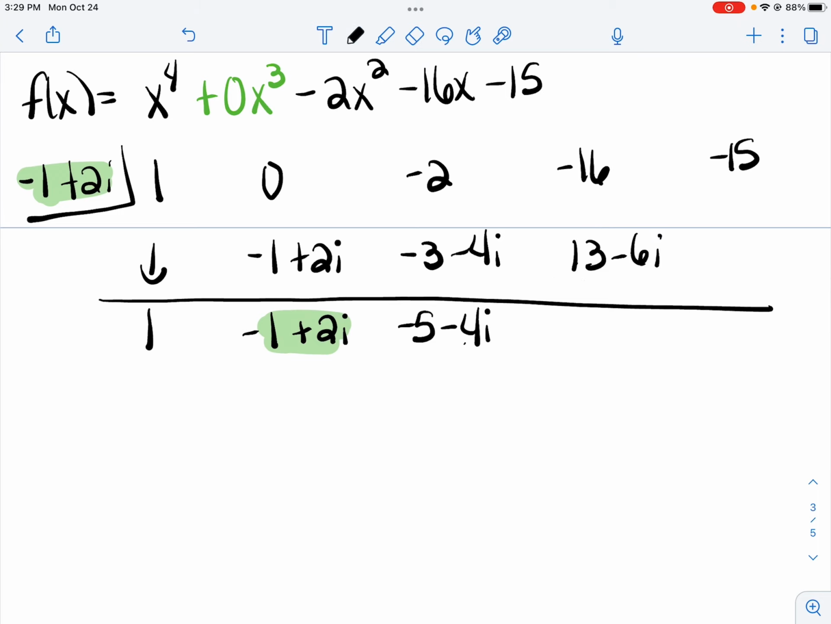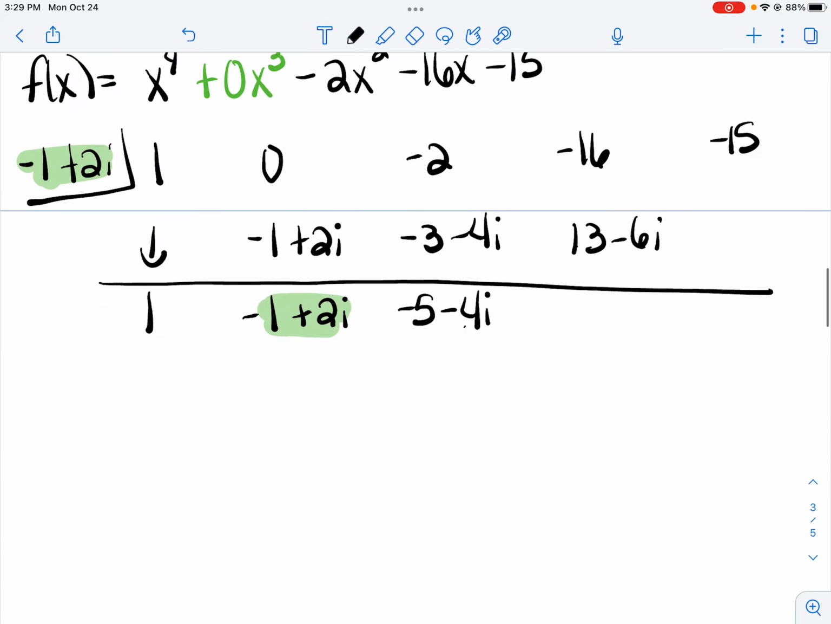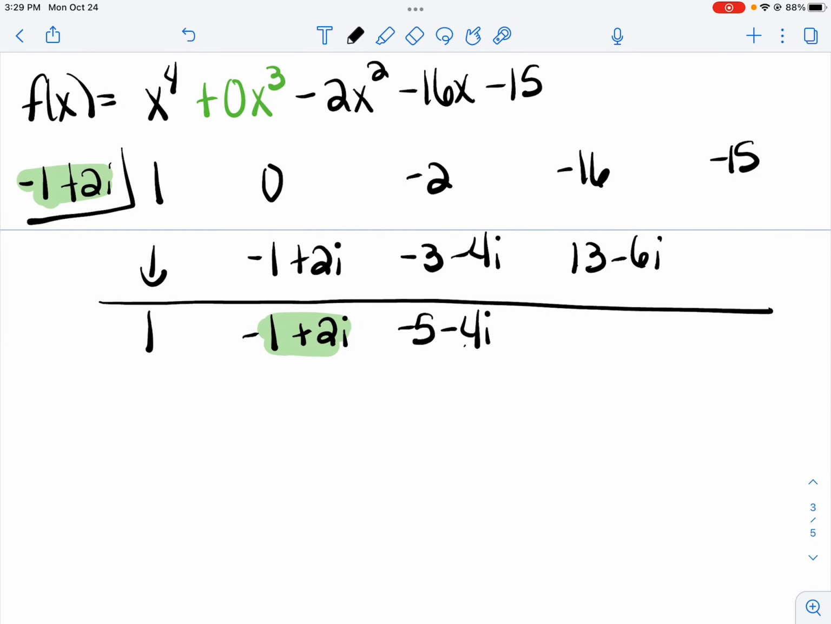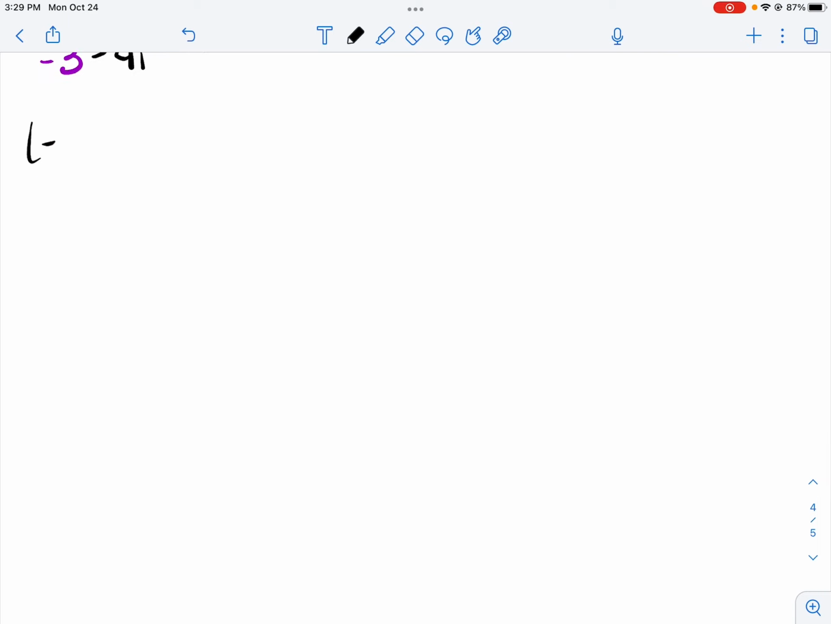So we had 13 minus 6i, I believe. Negative 16 plus 13 are like terms, so I add those together and bring down the minus 6i. Now, once again, I've got to use FOIL, and I'm going to multiply negative 3 minus 6i times my number in the box, which is negative 1 plus 2i, and use FOIL.